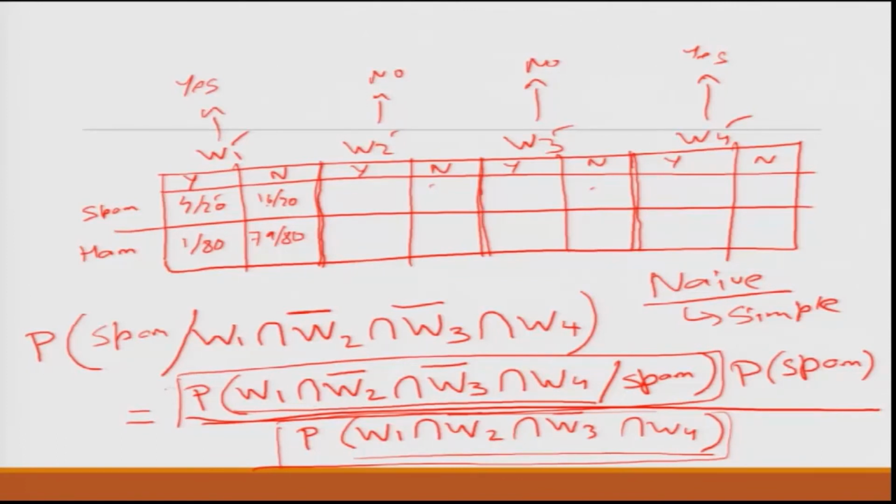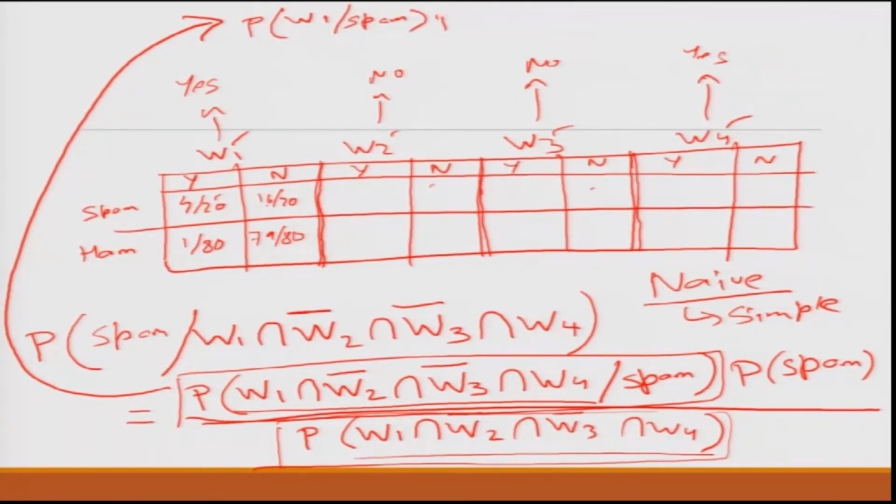So, in this case, the moment you assume them to be independent, all you do is replace this by P(W1 given it is a spam) into P(W2 given it is a spam) multiplied by P(W3 given that it's a spam) multiplied by P(W4 given it's not a spam). So, you simply replace that by a product. Similarly, you replace the denominator also by a product, and then it's a matter of simple calculation.